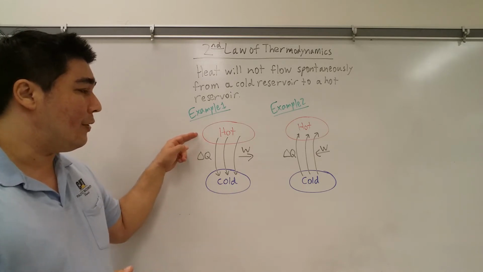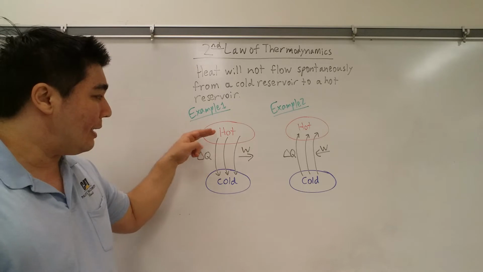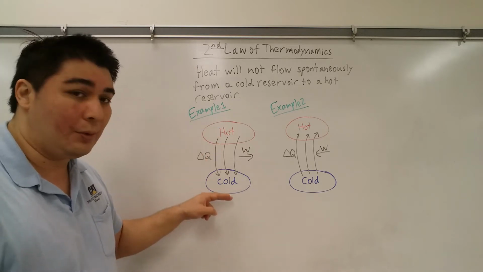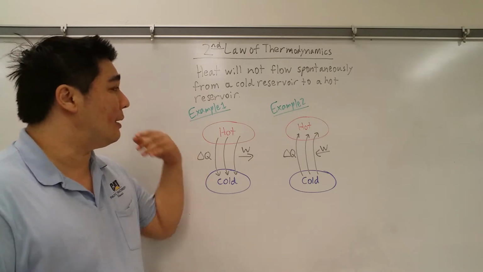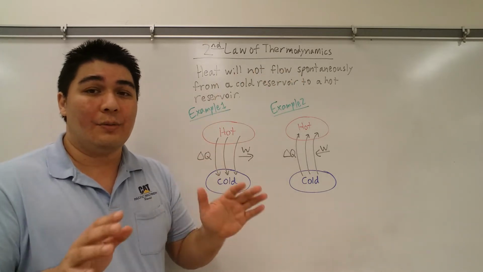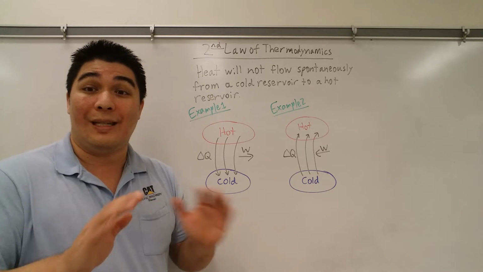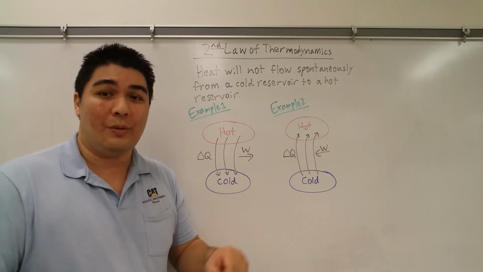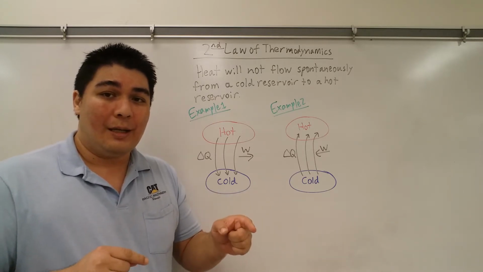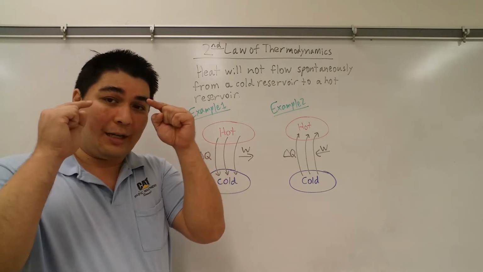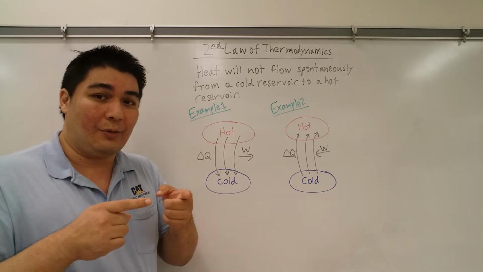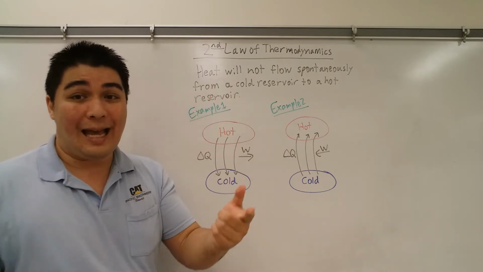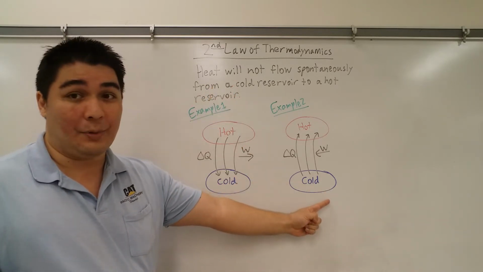So in this case, you have a hot reservoir, and heat will flow down into a cold reservoir. That is normal. That is what we call spontaneous. It's one of those laws of the universe where you don't need to do anything to the system to make energy flow from hot to cold. You do have to do something to get it to flow from cold to hot. That is different, and we'll cover that in an example too.